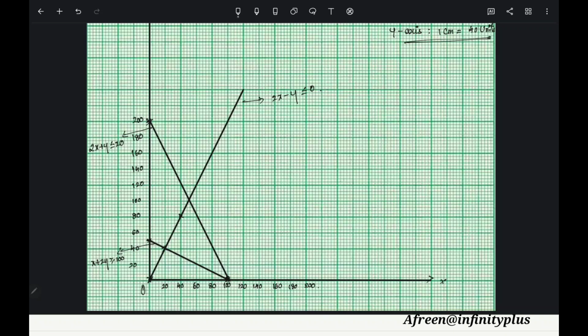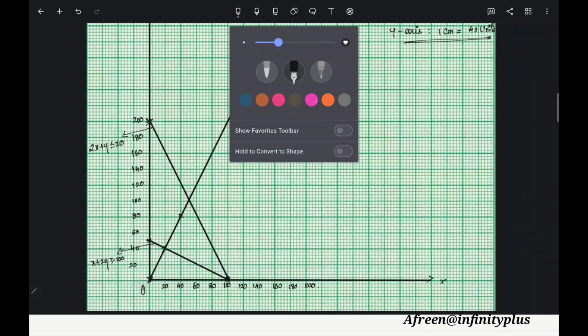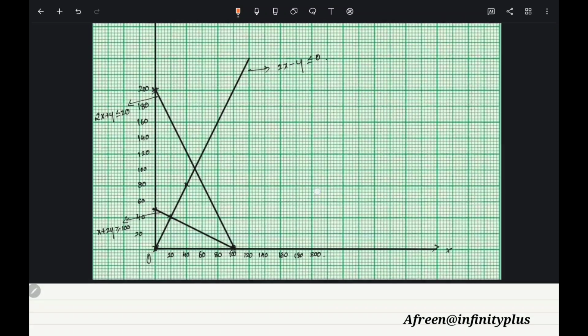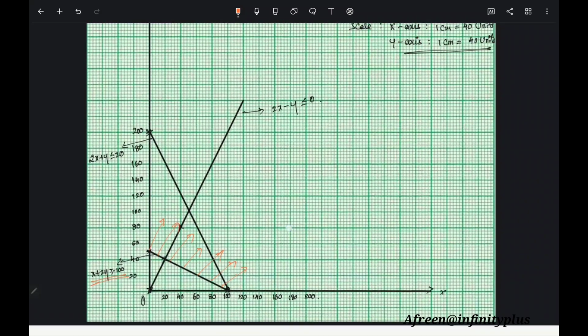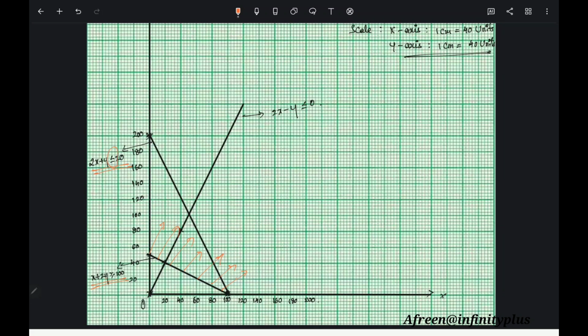Now let's find the feasible solution by taking the solution for each graph. So the first line we will be having is x plus 2y greater than or equal to 100. Greater than means obviously the region above the line will be the solution for this line. So this is the solution region for the line x plus 2y greater than or equal to 100. Next we will be having the line 2x plus y less than or equal to 200. Since it is less than or equal to, we will be having the solution region downwards of the line. So this is the solution region of the second constraint.